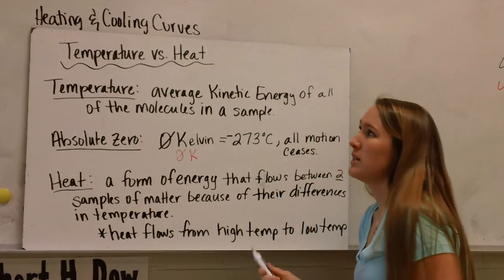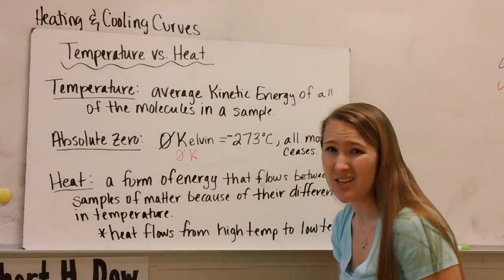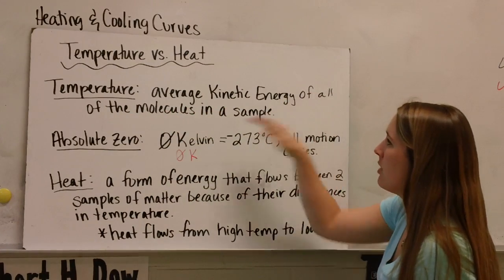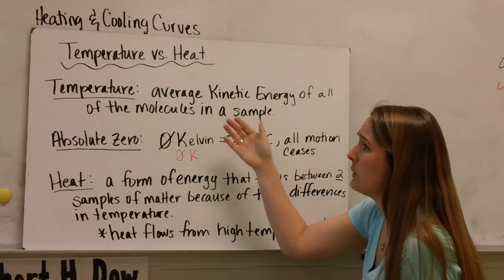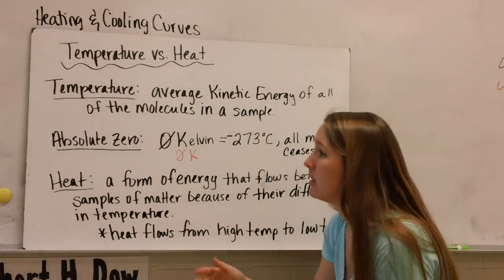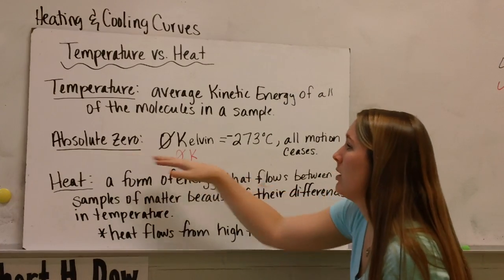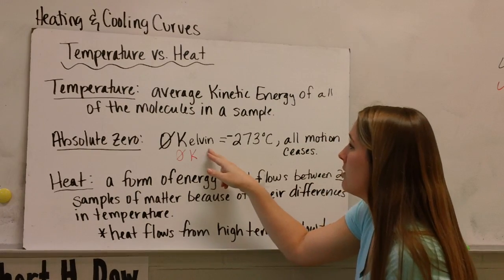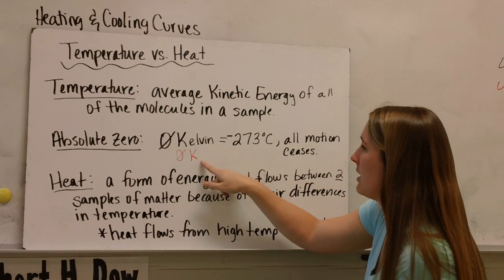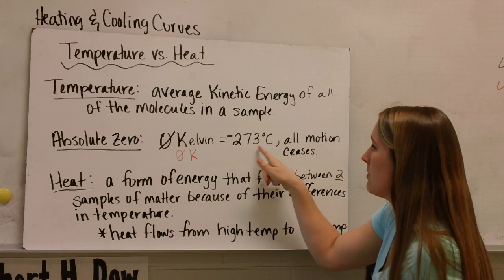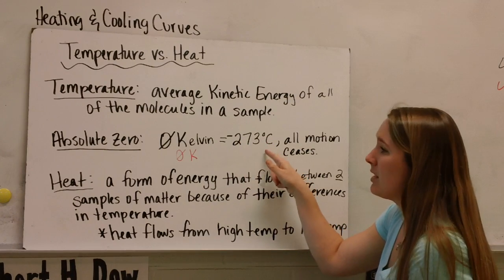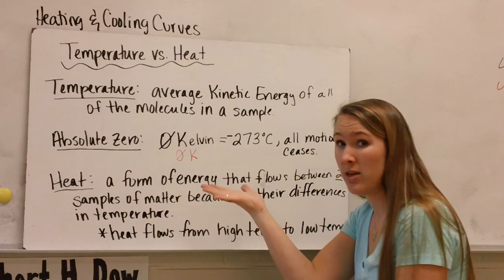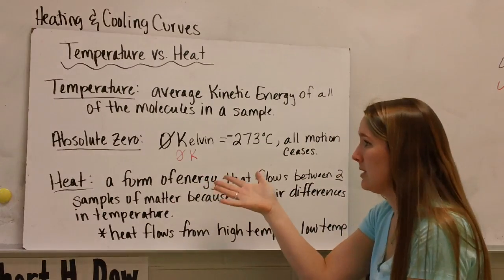Now you've been hearing words of temperature and heat, so what's really the difference? Can we interchange them? Well, temperature is the average kinetic energy of all the molecules in a sample. So it is how fast they're moving. Absolute zero is 0 Kelvin. We don't use degrees. And 0 Kelvin, which we abbreviate with a K, is equal to negative 273 degrees Celsius. At this point, we believe that all motion stops. The molecules just stay exactly how they are and they don't even vibrate the slightest bit.